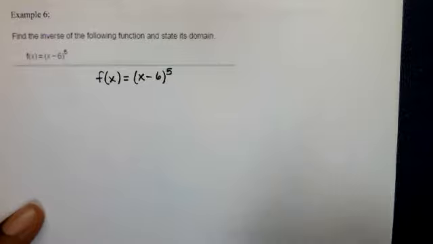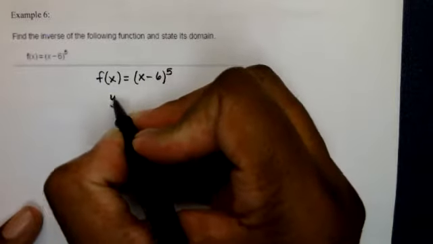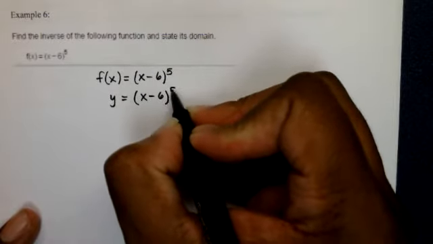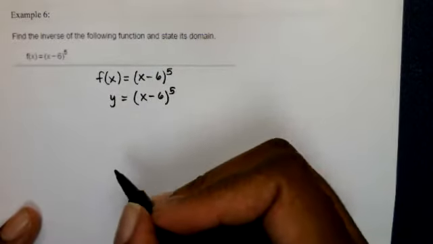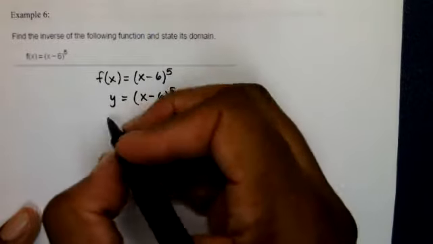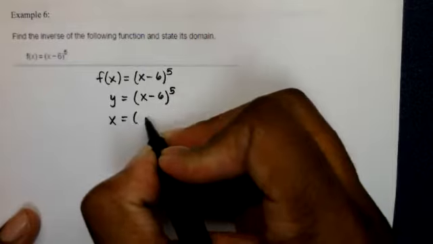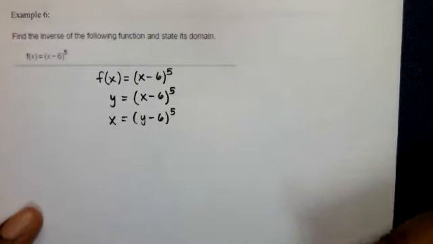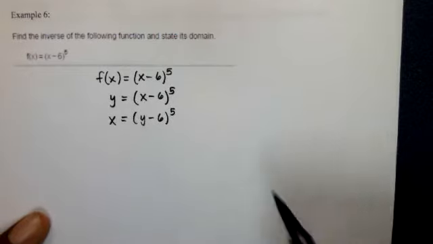Well, first replace your f of x with y. So it'll be y is equal to x minus 6 and that quantity to the 5th power. And then you're going to interchange x and y. So this y becomes x. That's equal to y minus 6 raised to the 5th. And then we solve this equation for y.